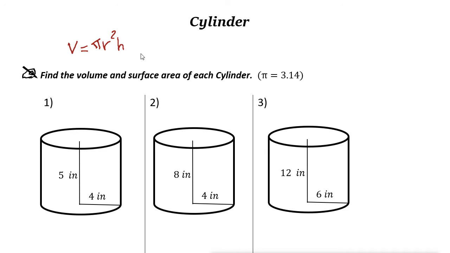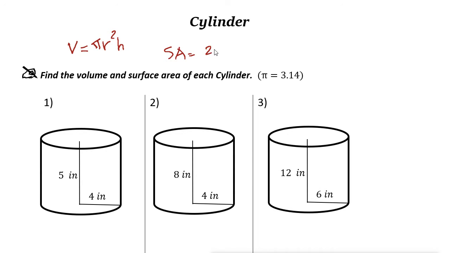H is the height. So h is the height from this point to this point, the height of the cylinder. Radius is from here to here. That's just the radius. And the height, you need to multiply by pi. Pi is about 3.14.